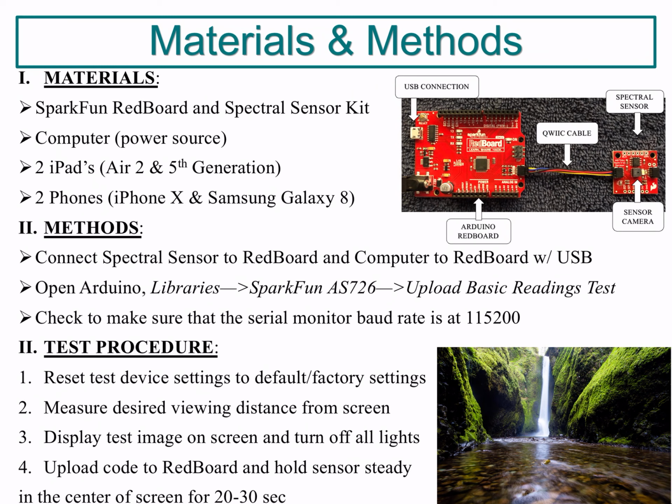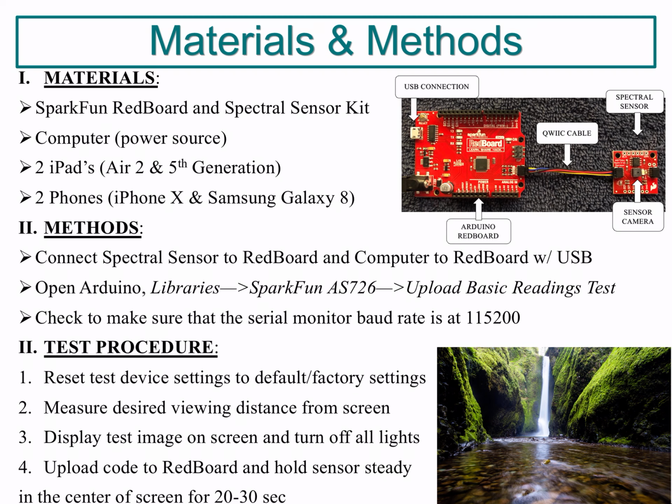Materials for this project include the SparkFun Redboard and Spectral Sensor Kit, a computer with USB, which will serve as your power source for the Redboard, 2 iPads and 2 phones. Methods to connecting your sensor. So first you connect the spectral sensor to the Redboard, and then your Redboard to computer with the USB.